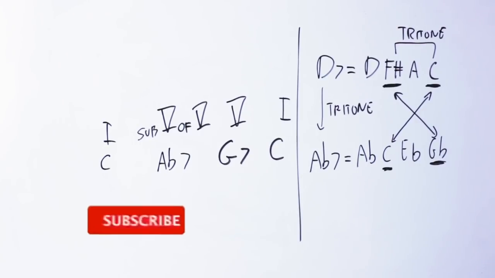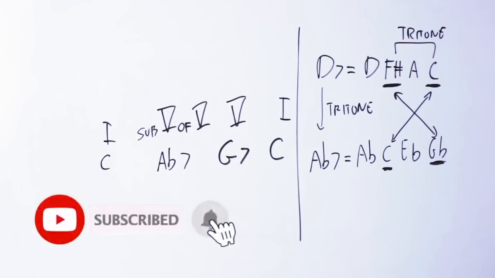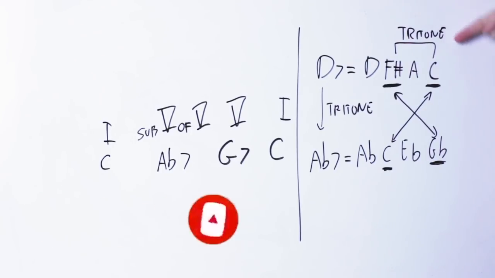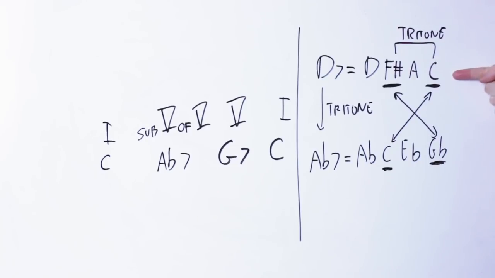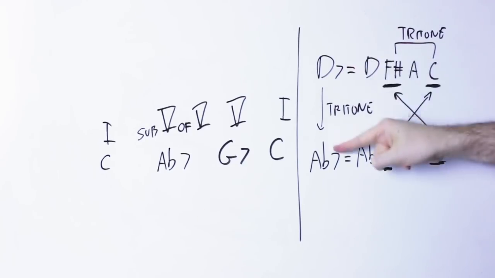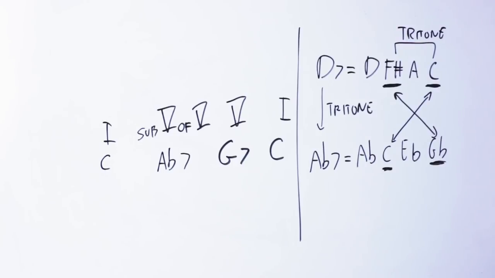It's called a tritone substitution for two reasons. Reason number one is because the two active notes that we keep are a tritone away, and reason number two because the distance between the roots of those two dominant 7th chords is a tritone.